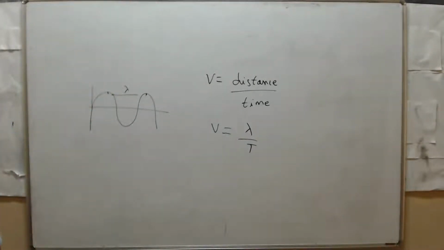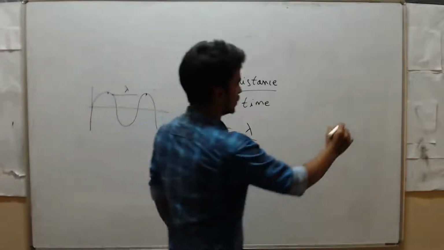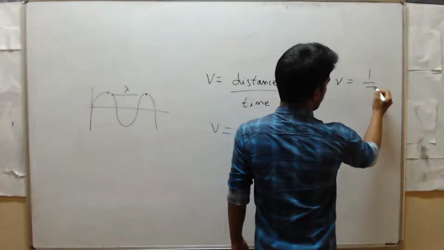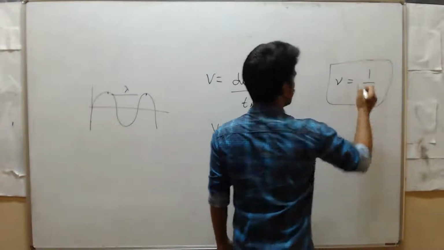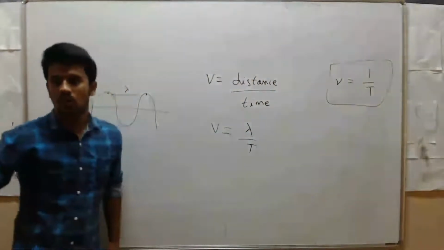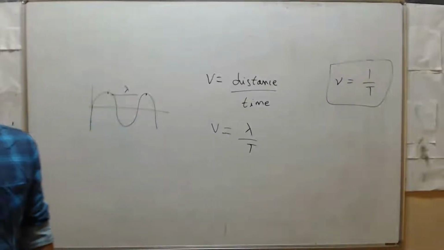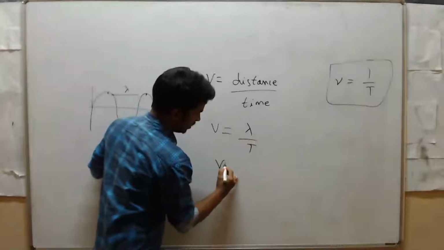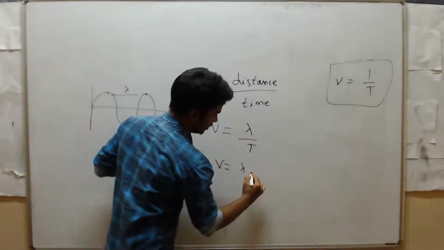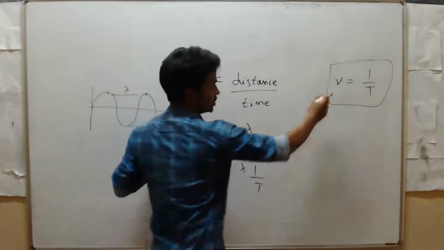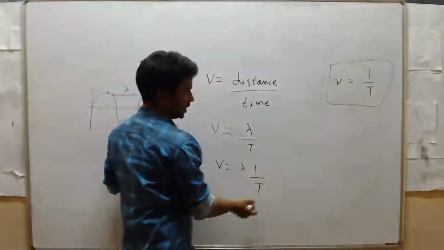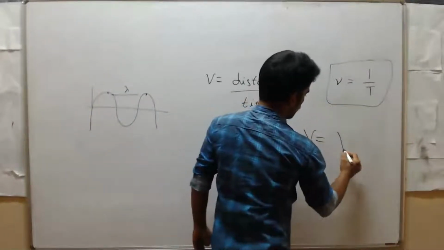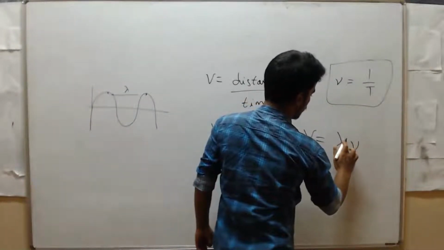Next, in the previous class we discussed that mu equals 1 by T. This is called frequency. So frequency is equal to 1 by the time period. Now here v equals lambda by T, and we can substitute 1 by T equal to mu. So v equals lambda into mu.